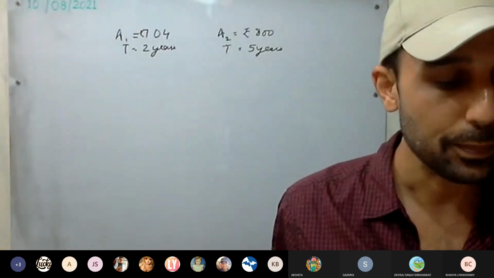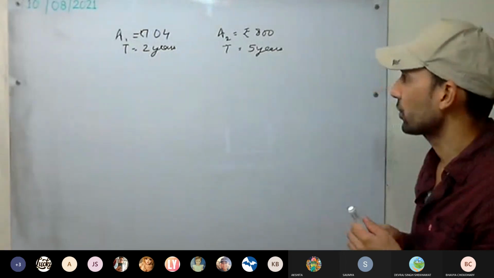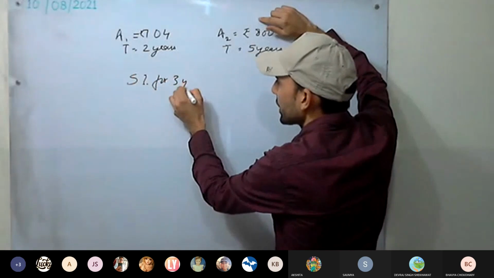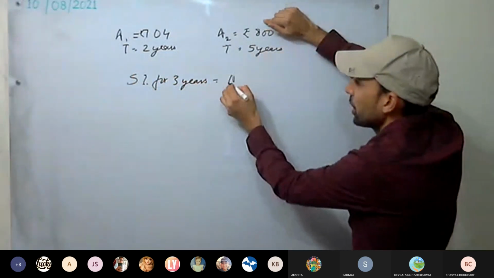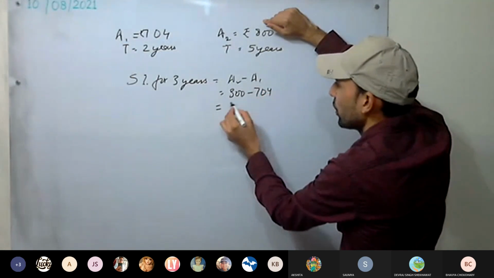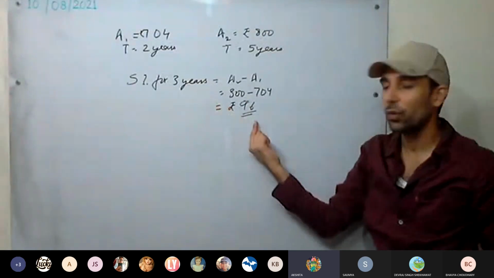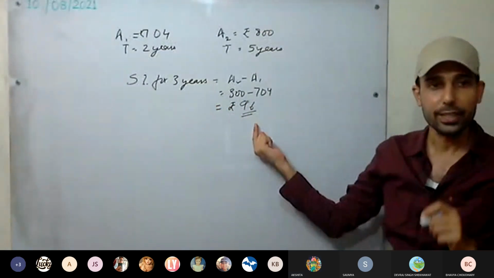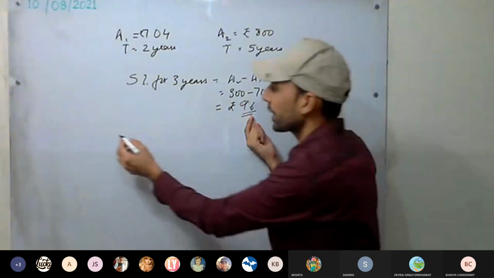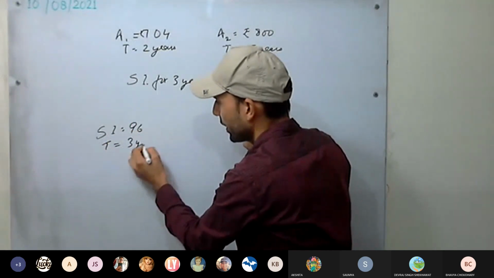In this question, we have to find the principal and the rate of interest. It means we need simple interest first. So simple interest for 3 years will be how much? A2 minus A1, 800 minus 704, rupees 96. It is the simple interest for 3 years. So you can take it like this: simple interest equal to 96, time equal to 3 years.